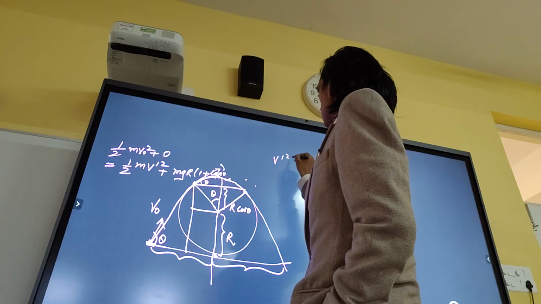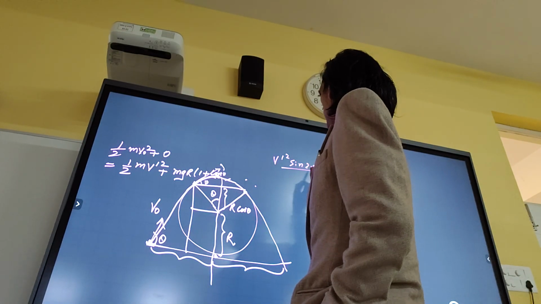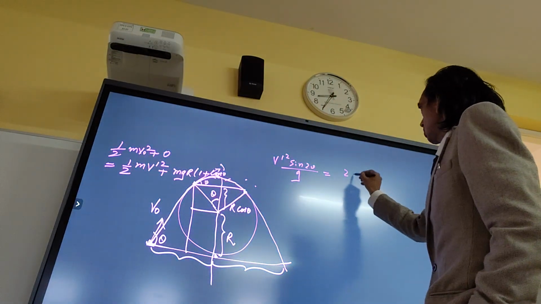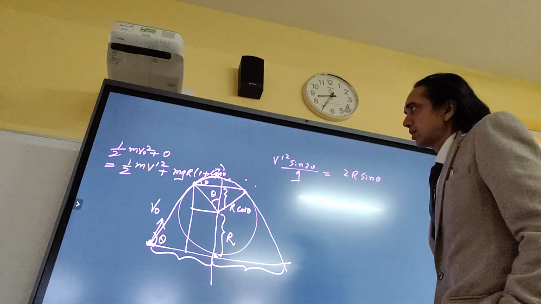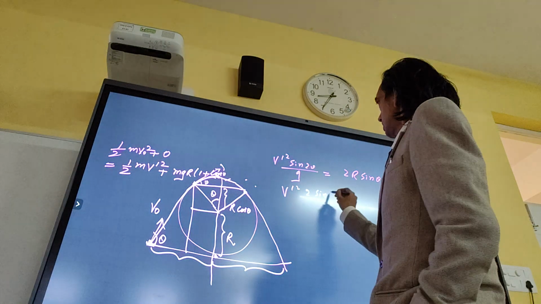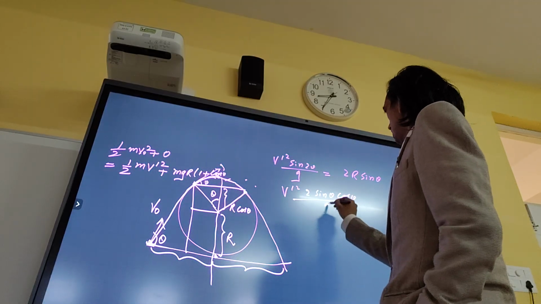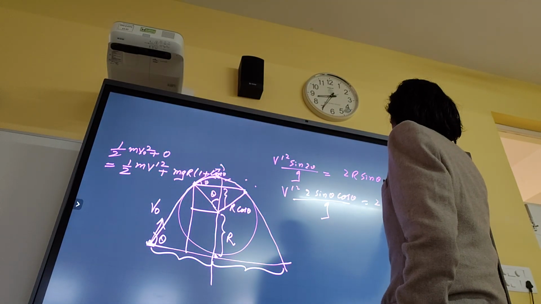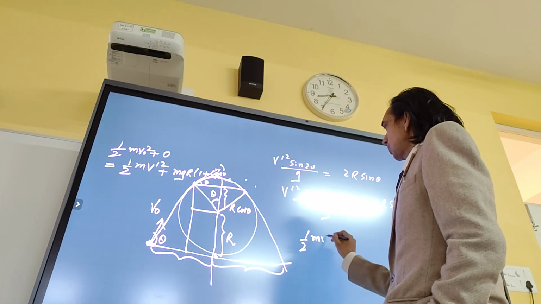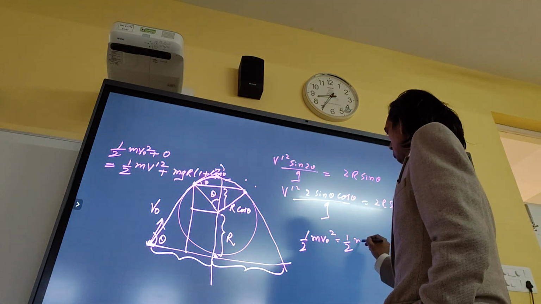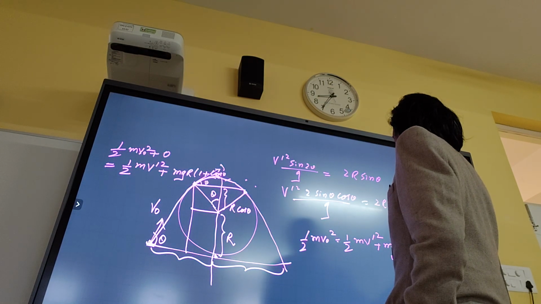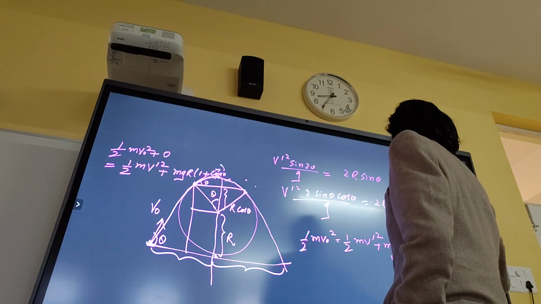So v prime square sine 2 theta by g is equal to what? Now this will be r sine theta, so 2r sine of the angle theta. V prime square into 2 sine theta cos theta by g is equal to 2r sine theta. This is my second equation. And the first equation is half m v naught square equal to half m v prime square plus m g r into 1 plus cos of the angle theta. This is my first equation.